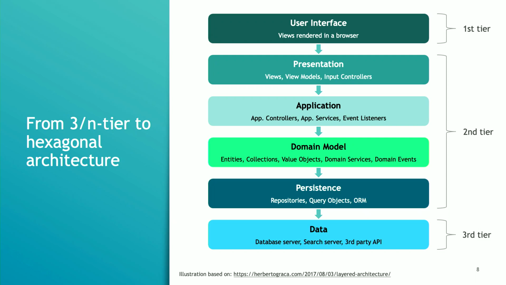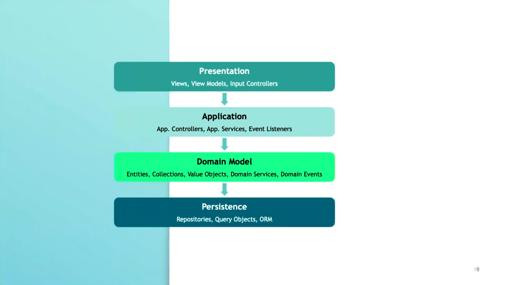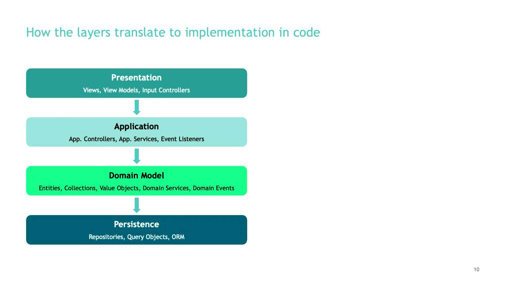Since we are only talking about application architecture today, we can forget about the first and the second tier because we're only looking at the backend. Now I would like to show you how we can use that to translate it to hexagonal architecture. So, how these layers translate to code. I put a lot of effort into the animations, by the way.